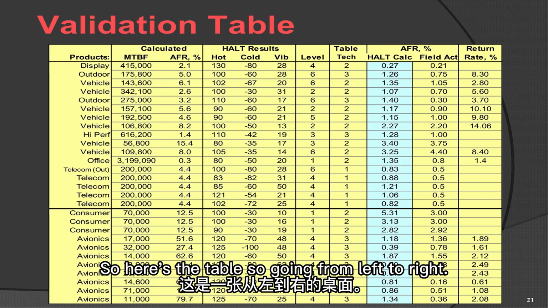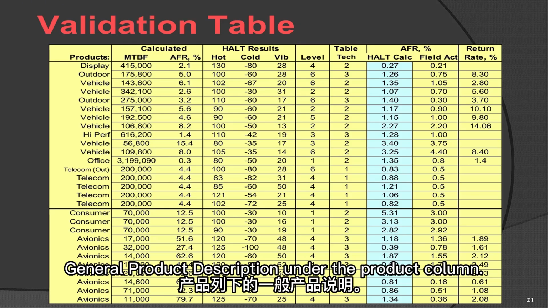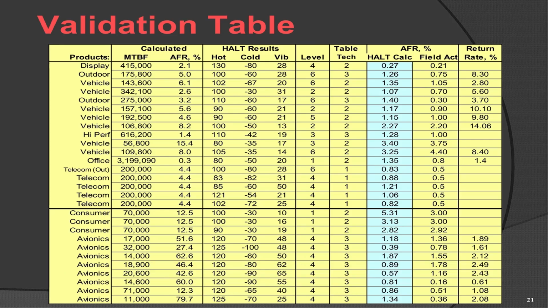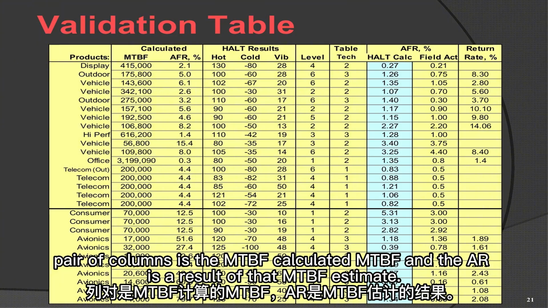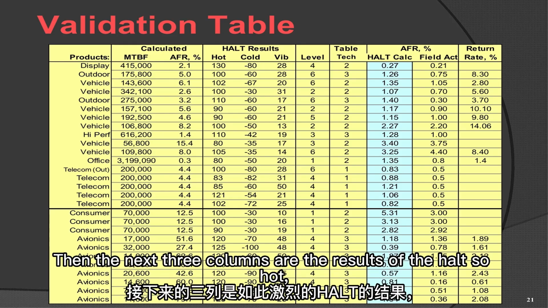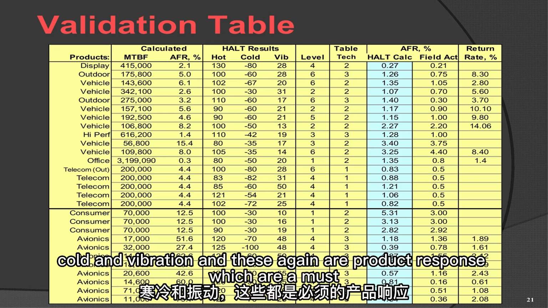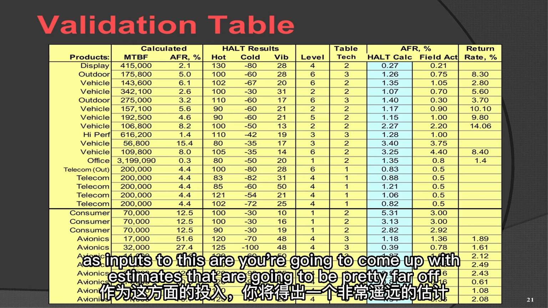So here's the table. Going from left to right, general product description under the product column. Then the next pair of columns is the calculated MTBF, and the AFR as a result of that MTBF estimate. Then the next 3 columns are the results of the HALT: hot, cold, and vibration. These again are product response, which are a must as inputs to this, or you're going to come up with estimates that are going to be pretty far off.